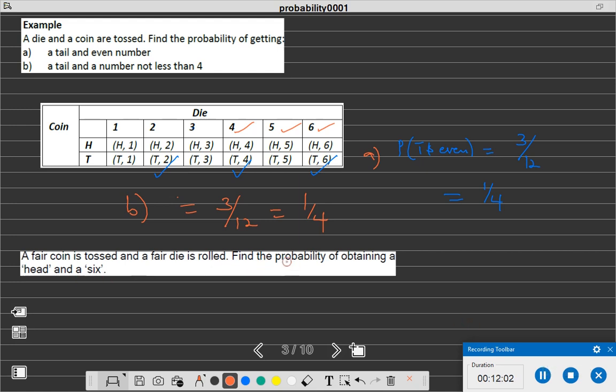So try out this number, where we have a fair coin tossed and a fair die. They want the probability of obtaining a head and a 6. Again, you will follow the same procedures here to do it.